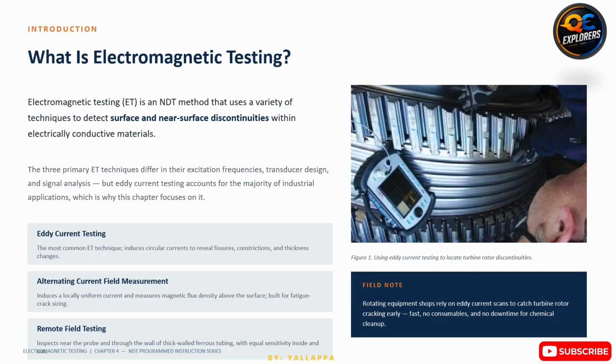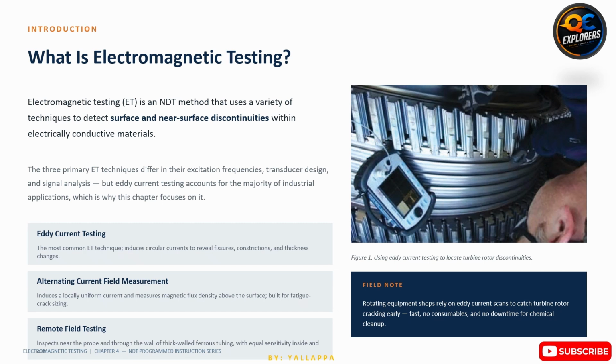The first and most widely used is eddy current testing, or ECT. In this method, an alternating current flowing through a probe coil creates a changing magnetic field. When the probe is brought close to a conductive material, circulating electrical currents, called eddy currents, are induced within the material. Any crack, corrosion, thickness variation, or change in material properties disrupts these currents, producing a measurable change in the instrument signal. This makes ECT ideal for detecting surface and near-surface defects.